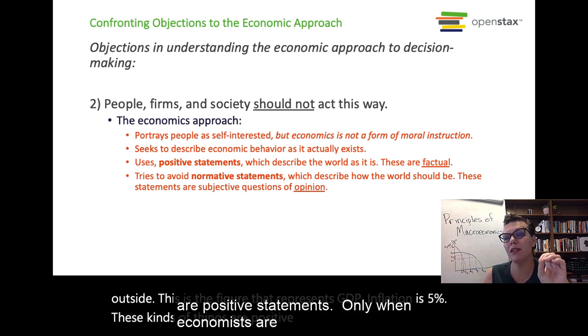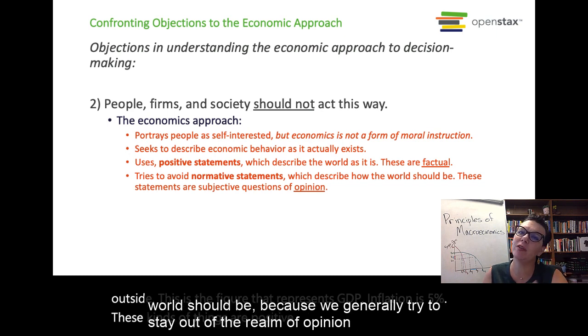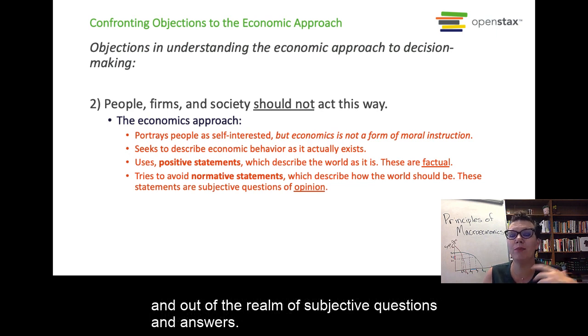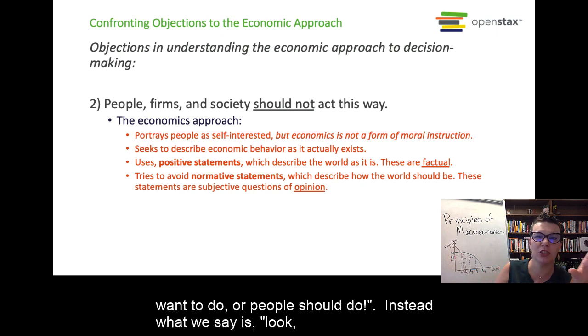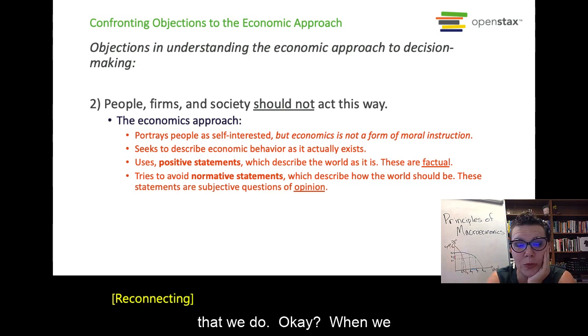Only when economists are being policy advisors do they tend to make normative statements about the way the world should be, because we generally try to stay out of the realm of opinion and out of the realm of subjective questions and answers. And so economists don't really talk about what people ought to do or people should do. Instead, what we say is, look, this is the trade-off, make a choice. So that's one thing that we do, okay?